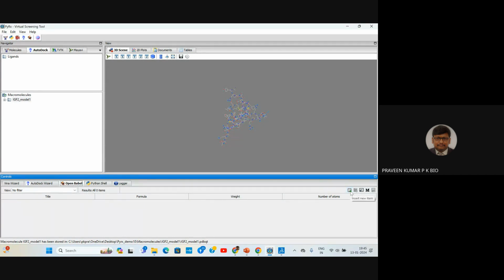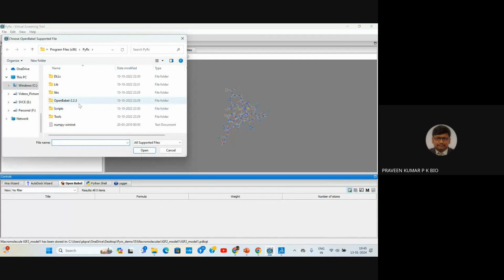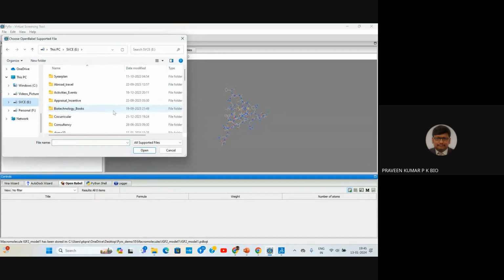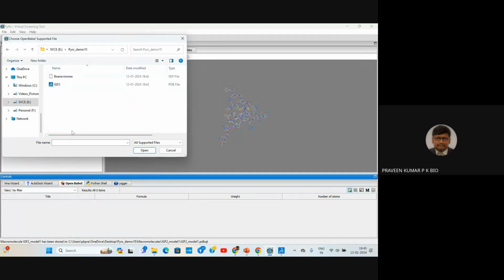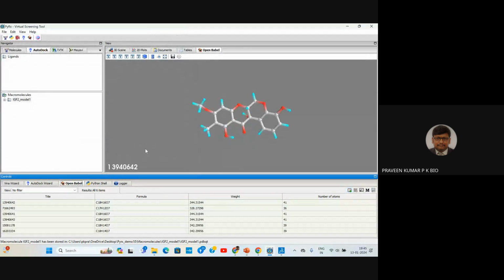You have insert new item. Okay, insert new item at the bottom. You have to click this. So you have to select the ligand. So the ligand is present in the PyRx demo 10, isn't it? So nodes are the ligands. I actually am going to select 10 nodes. SDF format. I got all these. I mean, 6. Only 6 I downloaded, isn't it? So I got all the 6 in the SDF format.